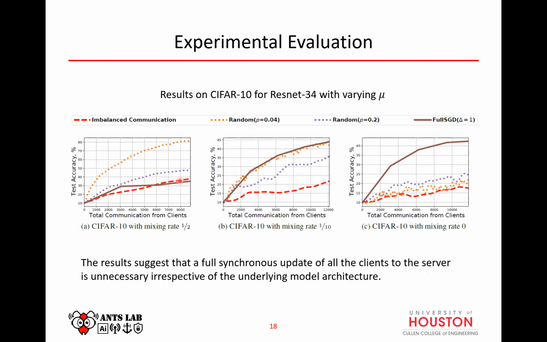And the second experiment they do is with the mu over CIFAR-10 for the deep neural network, which is the ResNet-34. Here they're using the imbalanced communication, the random ones, and the full SGD. By looking at the result, we can see that a full synchronous update of all the clients to the server is very unnecessary, irrespective of model architecture. So we do not really need to synchronously update at every iteration. They show that even other ways we are able to get better results.